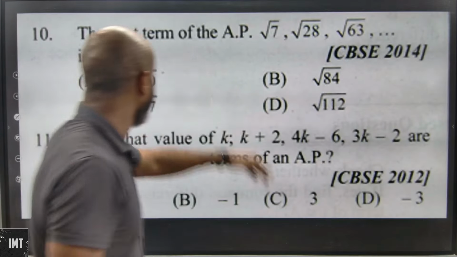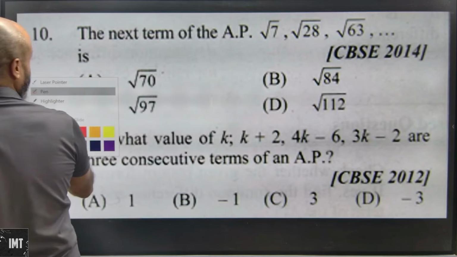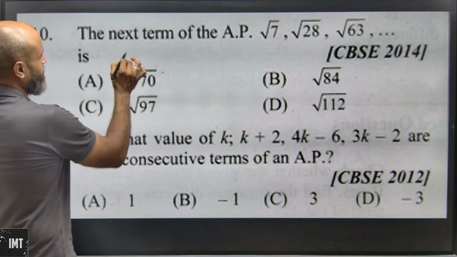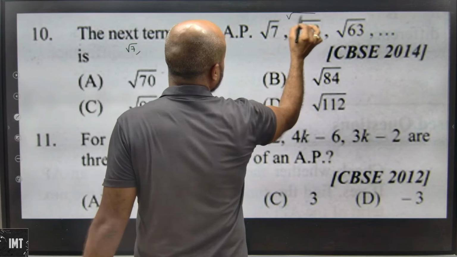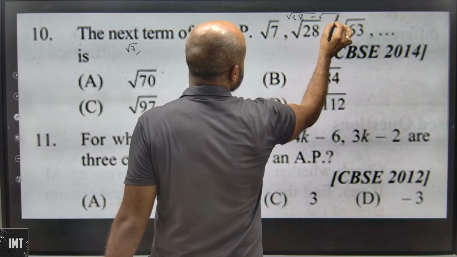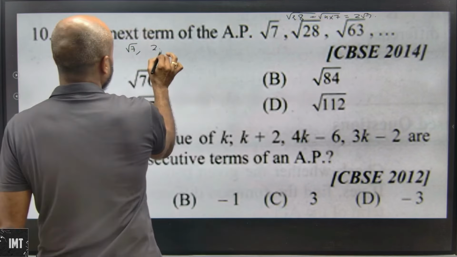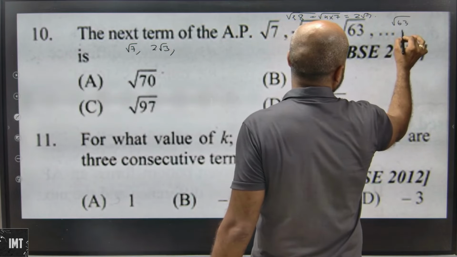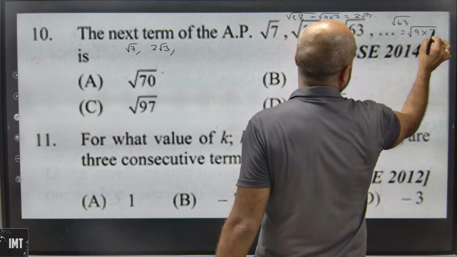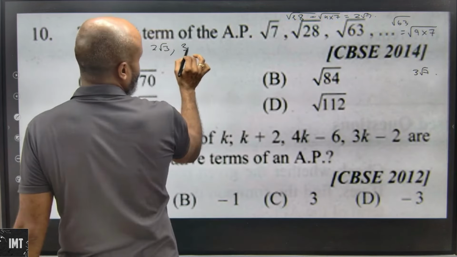Let's move ahead. The next term of the AP. This is basically a question from CBSE 2014. We can write this AP as root 7, root 28. Root 28 means root of 4 into 7, so that will be 2 root 7. Root 63 means root of 9 into 7, that will be 3 root 7.